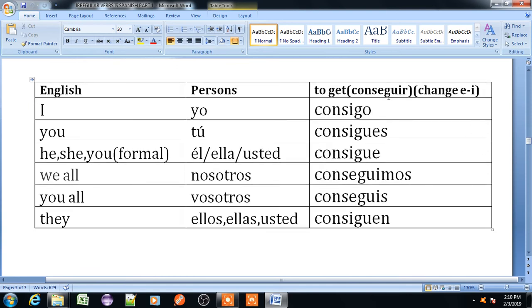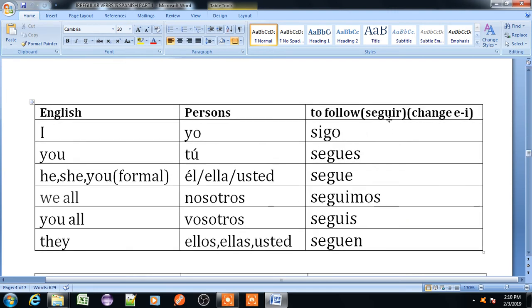Another example is conseguir, which means to get. Here we change the e to i before making the conjugation, and the first conjugation is consigo. The other conjugations follow the regular pattern: consigues, consigue, conseguimos, conseguís and consiguen. Next verb is seguir, which means to follow. Here also we change e to i and the first form is sigo. The other forms follow the regular IR pattern: sigo, sigues, sigue, seguimos, seguís and siguen.